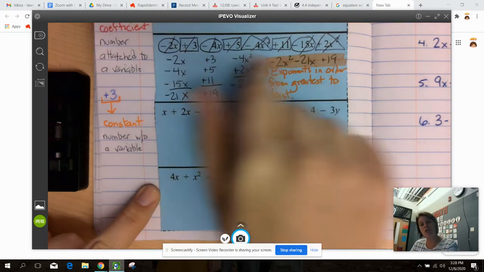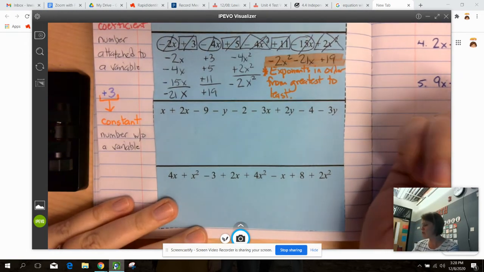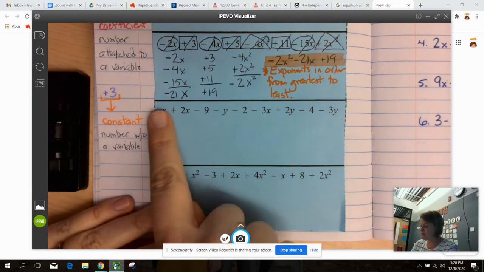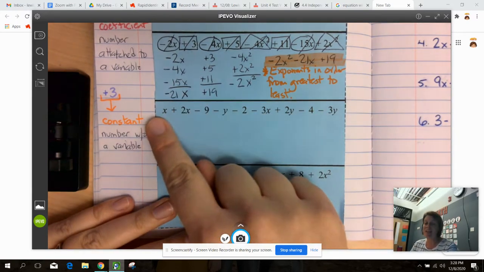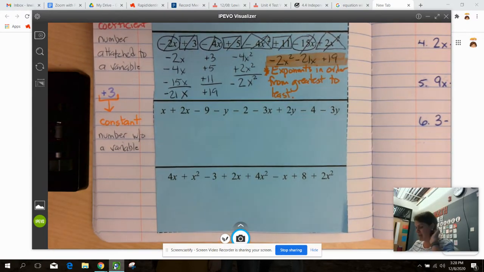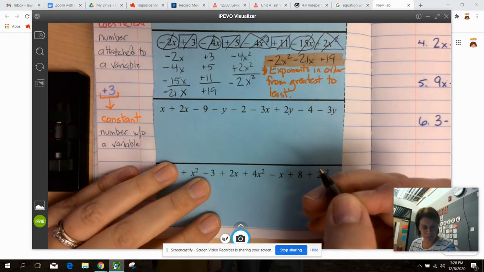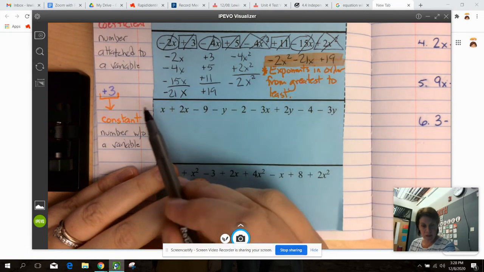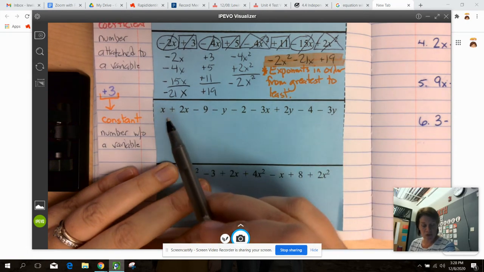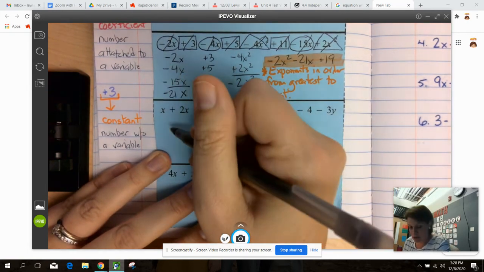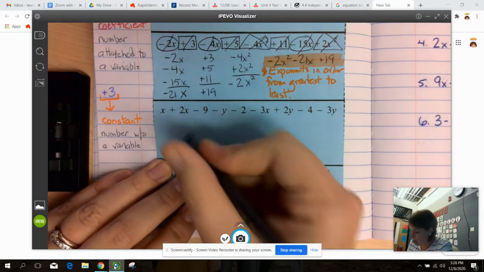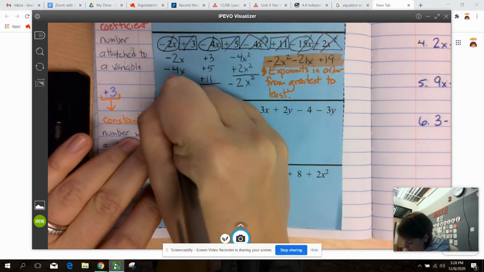If you like circling, and you can also use different colors, that's fine. If not, just do it this way. It takes out a little step. So what I'm going to do is look for my different terms. My first term, I'm just going to group them all in this little column right here. So this is going to be column 1.